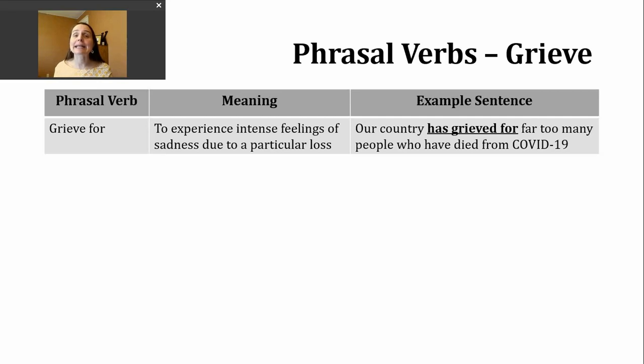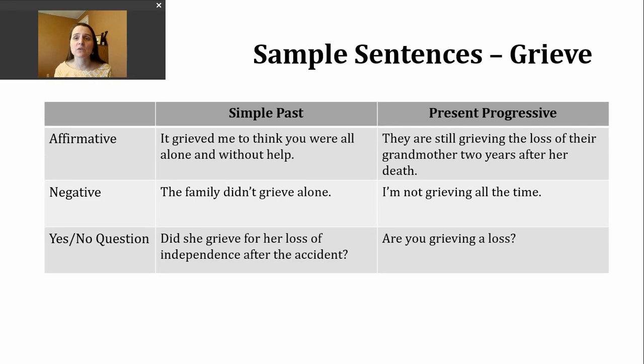Let's take a look at an example of this phrasal verb in a sentence. Our country has grieved for far too many people who have died from COVID-19. So you'll see here, this is an example of the present perfect, and it's talking about an action that started in the past and unfortunately continues into the present as many people still continue to contract or catch COVID-19, and unfortunately too many have also died as a result.